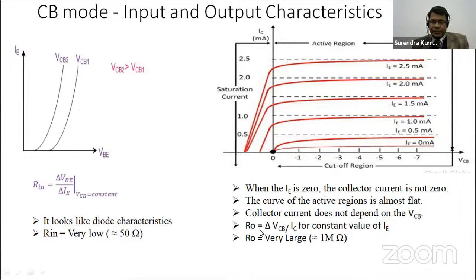The mathematical expression for this we have already discussed. RO is very large, and the value of this RO, the dynamic resistance of common base configuration, is around 1 mega ohm. It's quite a large value of resistance. So this is the common base configuration, and we have discussed input impedance with the help of input VI characteristics, and output impedance with the help of output characteristics.